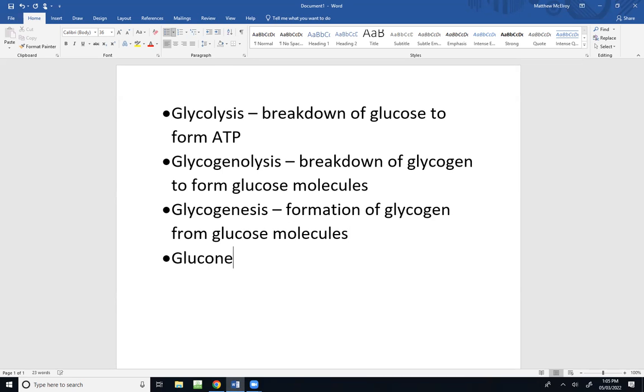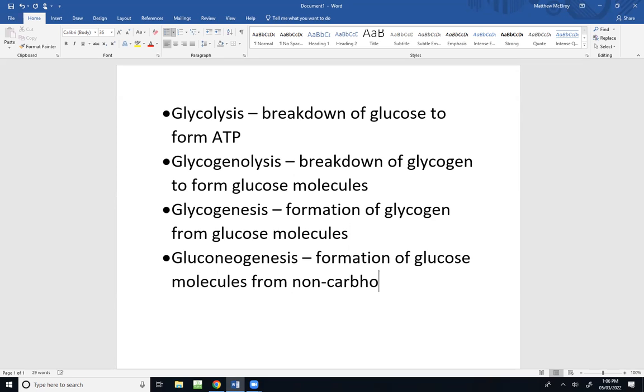And then you got gluconeogenesis, which is the formation of glucose molecules from non-carbohydrate sources. So like fats, proteins, lactic acid. Hopefully those words ring a bell to you.